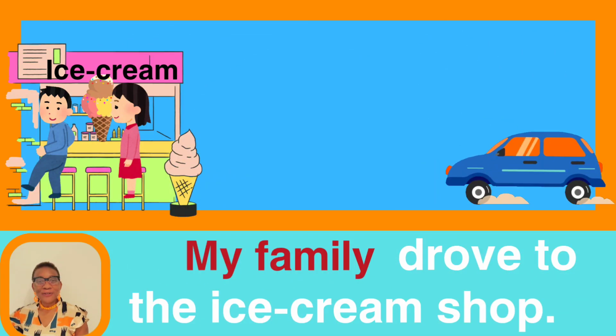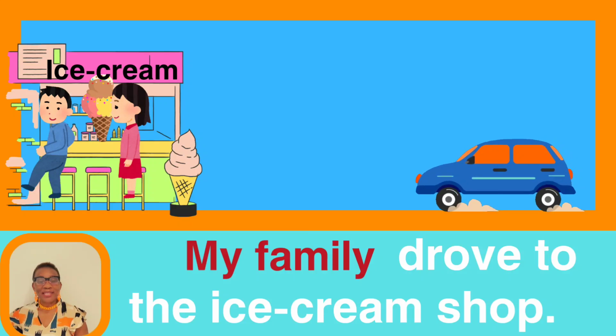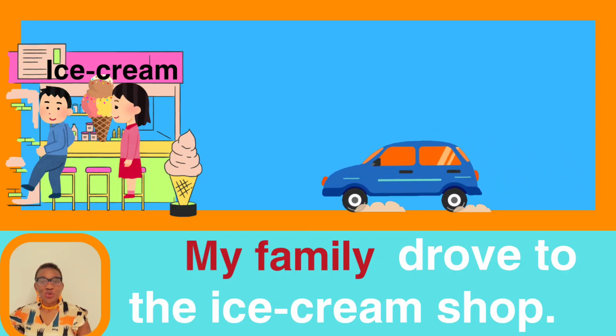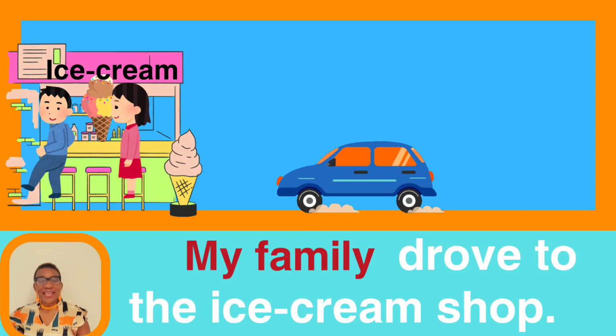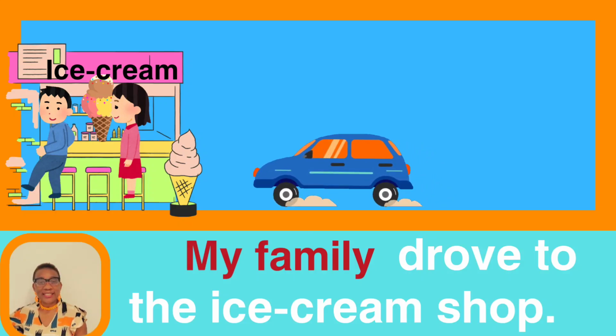My family drove to the ice cream shop. The subject there is my family. The sentence is about my family. Drove to the ice cream shop is a predicate that tells what my family did.